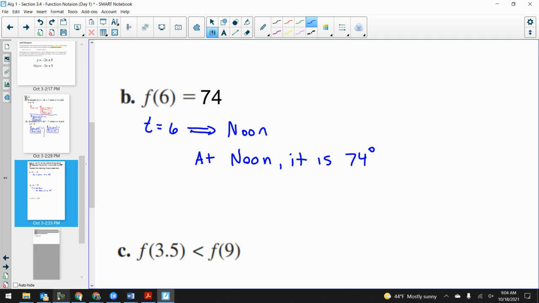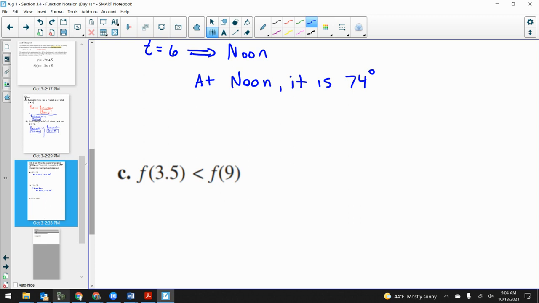All right, so let's take a look at our last one here, the inequality. Okay, what does the t equals 3.5 mean? Be careful. This is after 6 a.m. 9:30. Very good. 9:30. And actually, this is equal to the temperature at 9:30 a.m. Let's put in our math symbol, less than. Actually, we should write it in words.